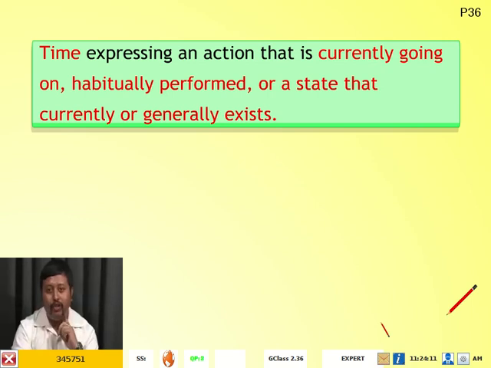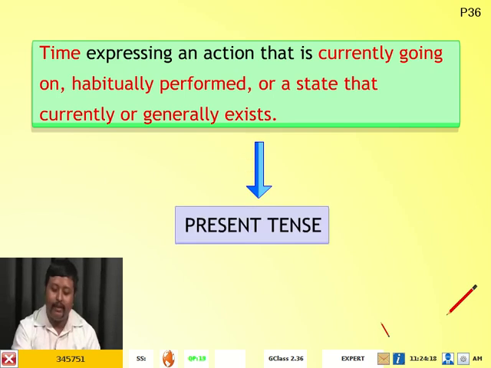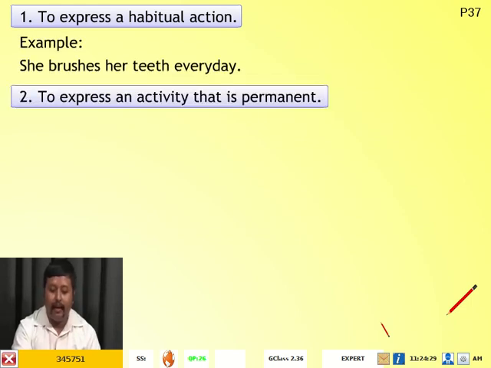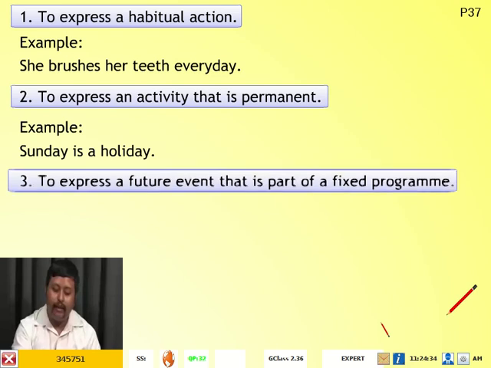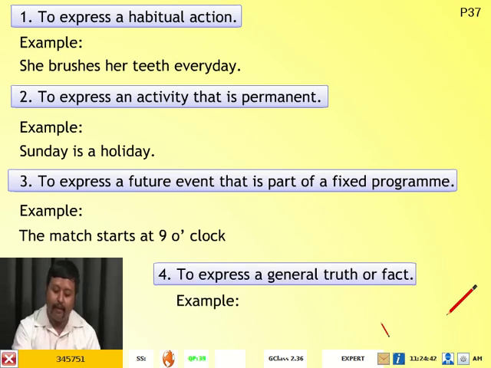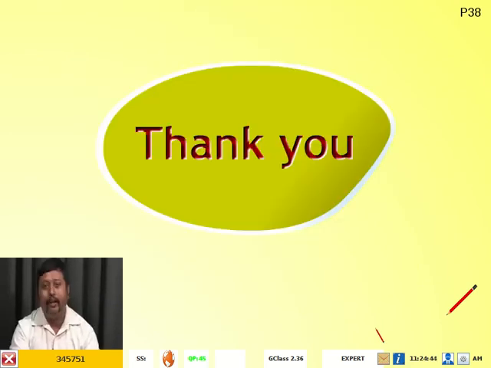Now, before we wind up, let's have a close look at what we have learned today. So, what was the definition of present tense? A tense expressing an action that is currently going on, habitually performed, or a state that currently or generally exists. Present tense is used to express habitual action. Then you have to express an activity that is permanent. Then to express a future event that is part of a fixed program. And then to express a general truth or a fact.